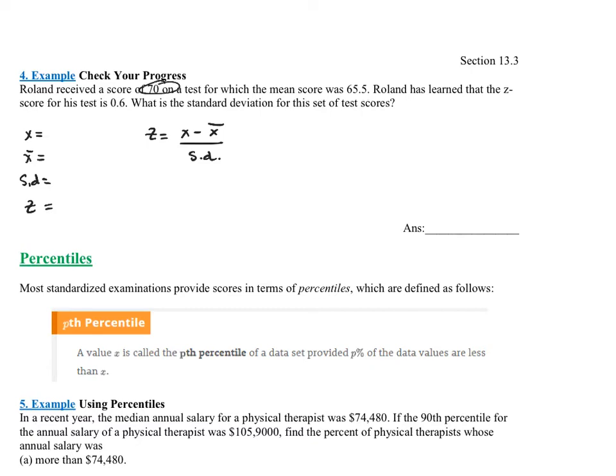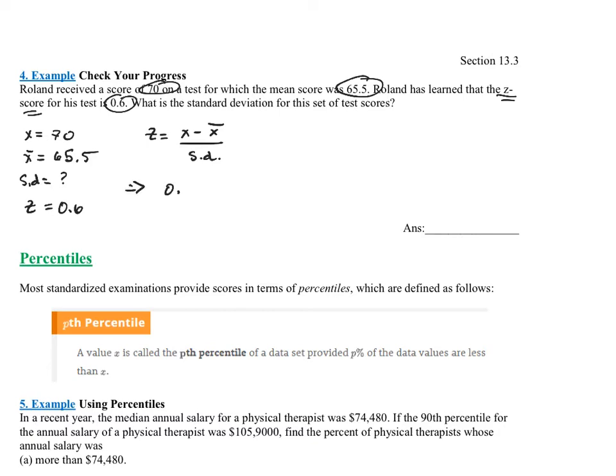Received a 70 on the test, so that's my data value. The mean was 65.5, and then it says the z-score was 0.6. So the z-score was 0.6. So it seems to me we don't have the standard deviation. So let's plug this into the formula and see what we'd have.